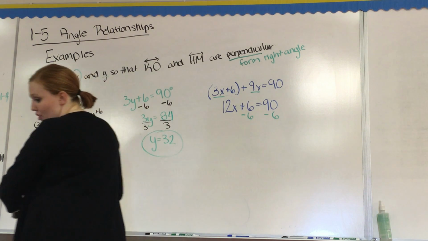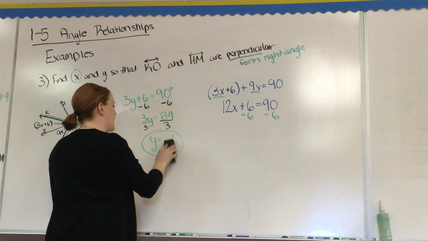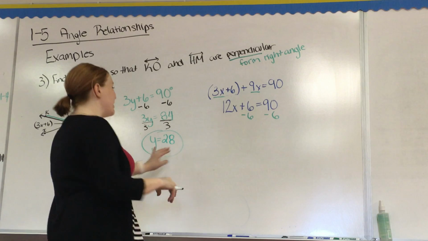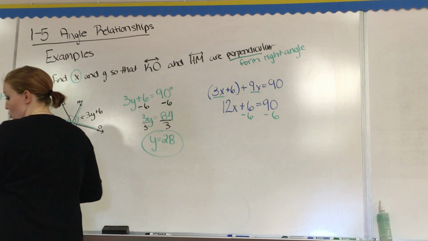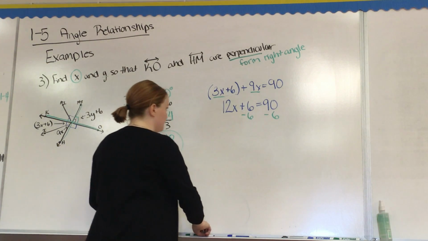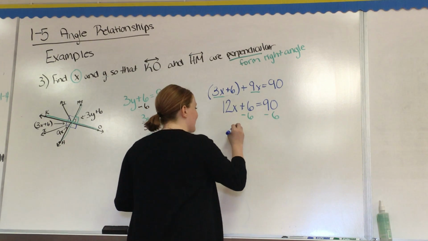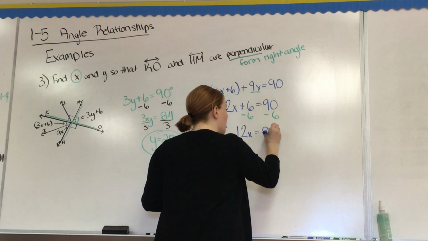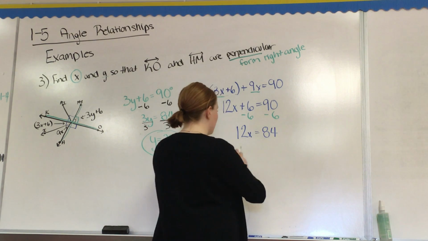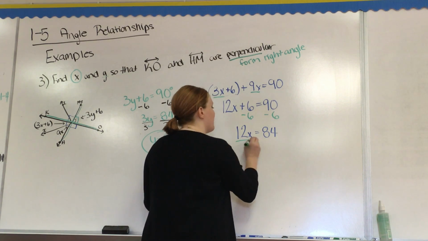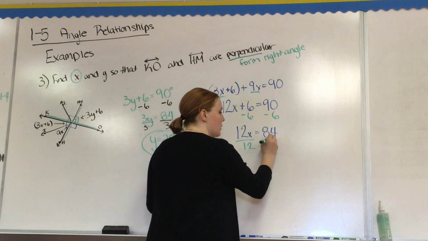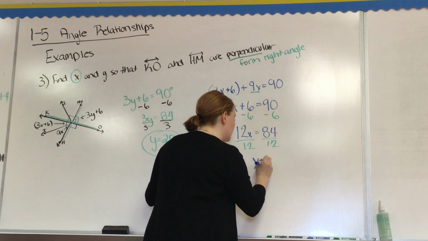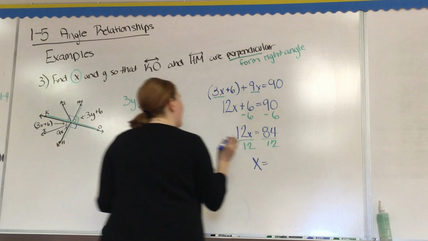84 divided by 3 equals 28. I am sorry about that mistake. 28. So we have y equals 28, not 32. That was my bad. So then we get 12x. 12x equals 84. Then we do the handy dandy divide by 12. Divide by 12. And we get x equals 7.